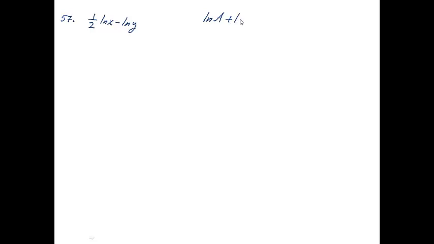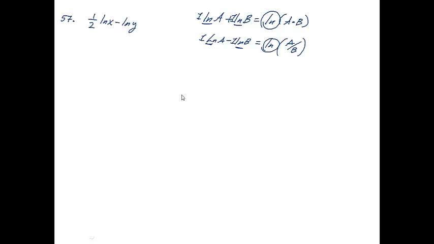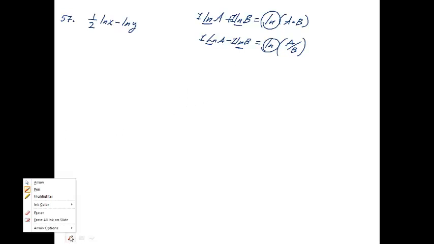So the natural log of a plus the natural log of b, that is the natural log of a times b. And the natural log of a minus the natural log of b, that is the natural log of a divided by b. Okay? So if I'm adding, I multiply, it goes from multiple logs to just a single log. And notice that the coefficients have to be 1. They have to be 1 in order for you to condense. So let us begin with number 57.